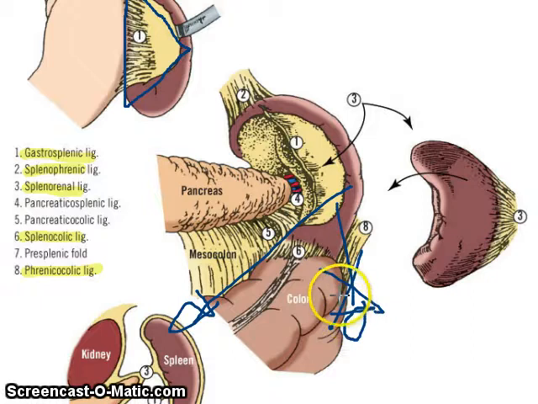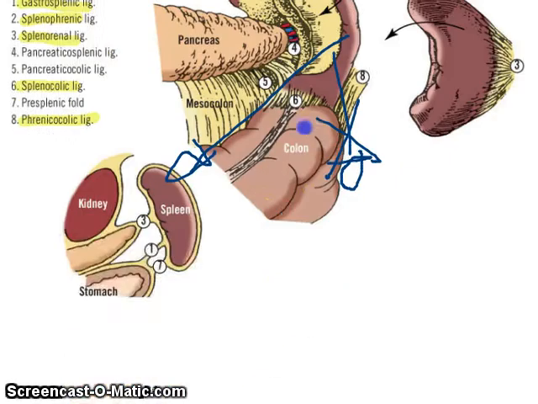Another importance of this ligament, it prevents blood from a ruptured spleen or any cause of bleeding in this area from entering the left paracolic gutter. So in a traumatic event in this area with splenic rupture, the blood will be confined to this space, the left hypochondrium space, and not propagate to the left paracolic gutter. So this is the most important ligament of the spleen.